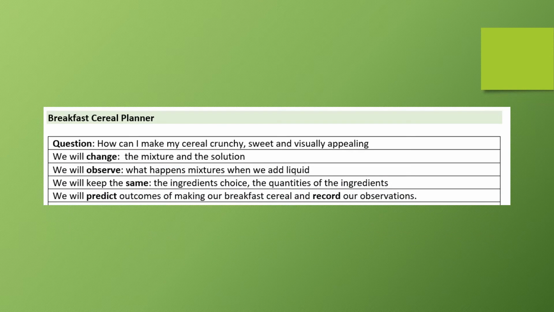Now, this part I'm just going to read. You don't need to do anything at all. This is about the assessment task. This is called the Breakfast Cereal Planner. Question: how can I make my cereal crunchy, sweet, and visually appealing? Visually appealing means it has to look good.